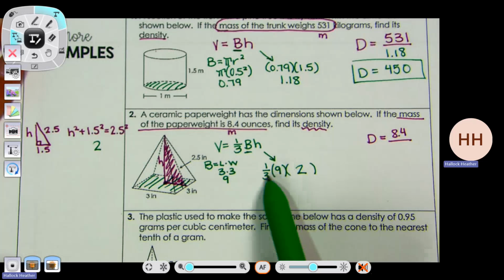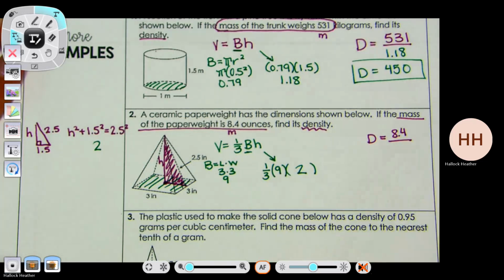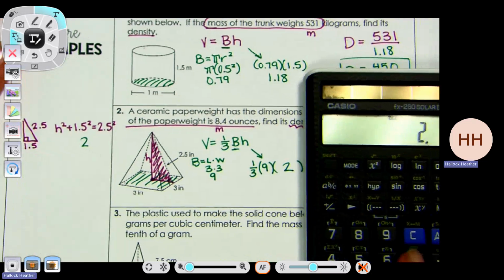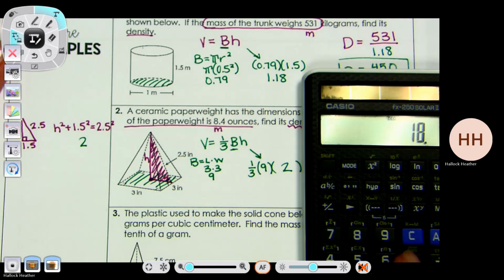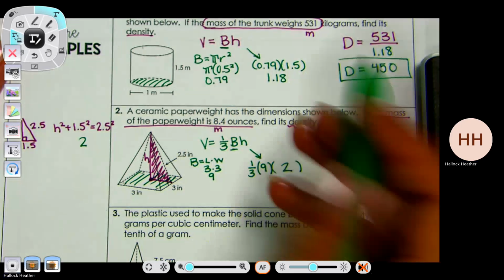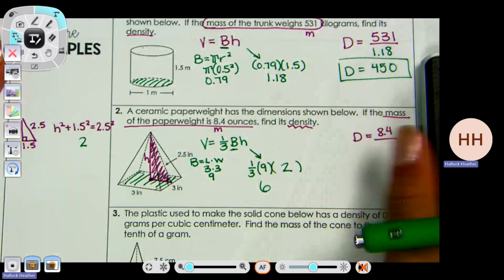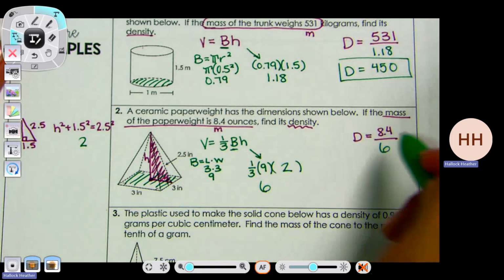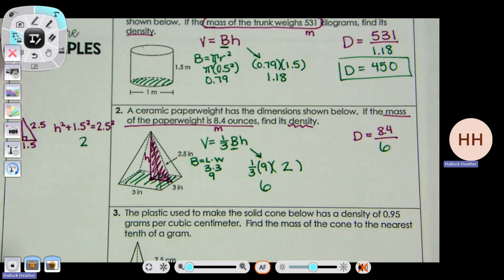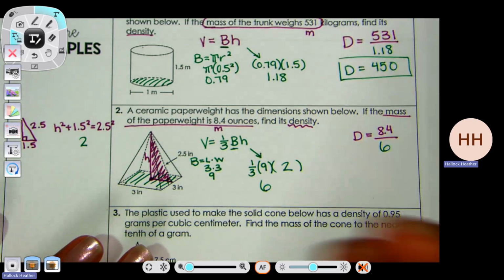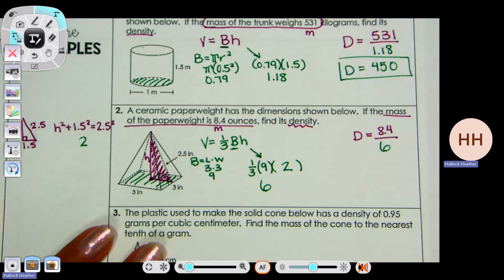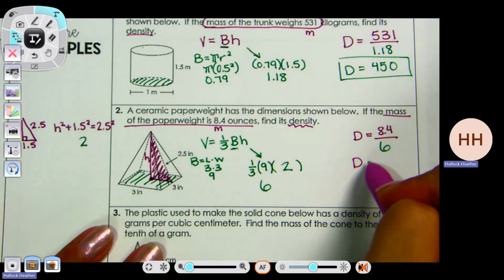And now I just multiply these together. 2 times 9. Don't forget about your 1/3. So what do we get? We get 6 for the volume. So now you can divide your mass by your volume to find the density per cubic inch. Was it 1.4? It's a little different.